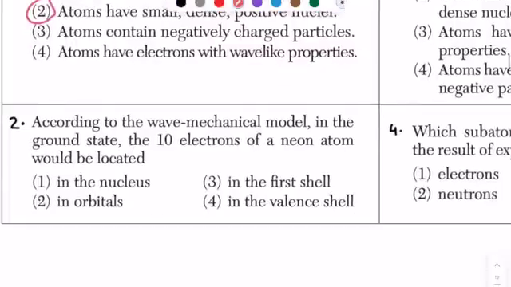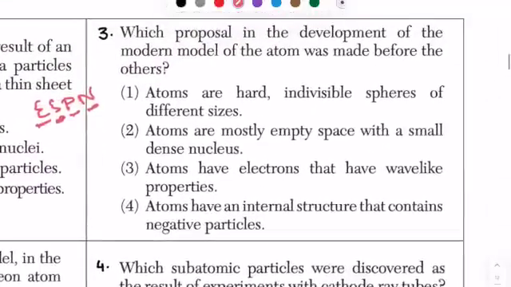Then for number 2, we are talking about the wave mechanical model. In the ground state, the 10 electrons of a neon atom would be located where? You should know that the wave mechanical model was the one that said that electrons are actually in the orbitals, which are spaces where we have a very high probability of finding an electron. But electrons are not in specific circular orbits like those mentioned by Bohr.